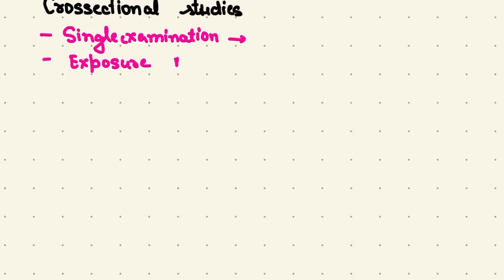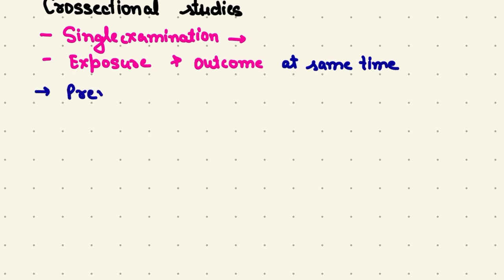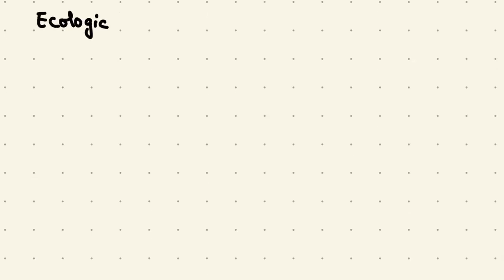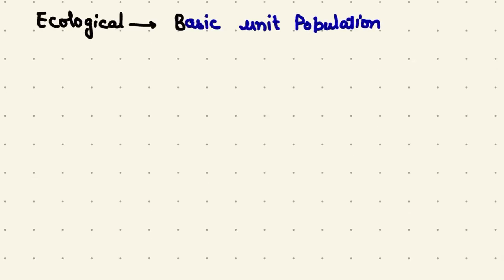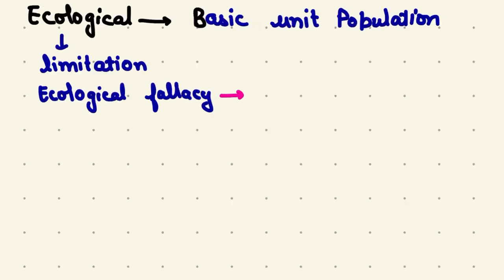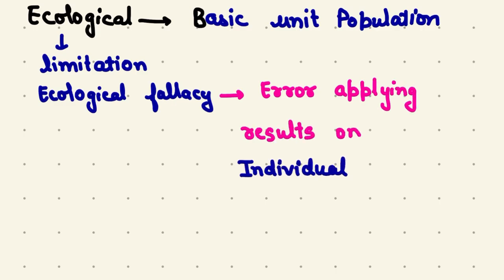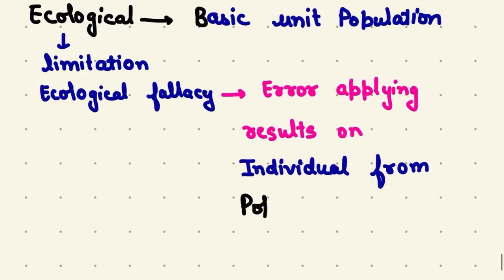So, let's talk about one study that is cross-sectional study. इसमें हम single examination करते हैं. We measure the exposure and outcome at the same time. प्रेवलेंस हम easily calculate कर सकते हैं इससे. There is one more study, that is ecological study, जिसमें basic unit is population. Ecological fallacy is the major limitation of ecological study, which is the error of applying results on individual from a population data.